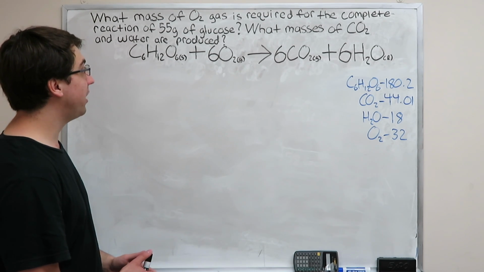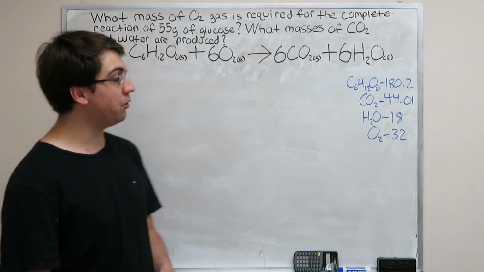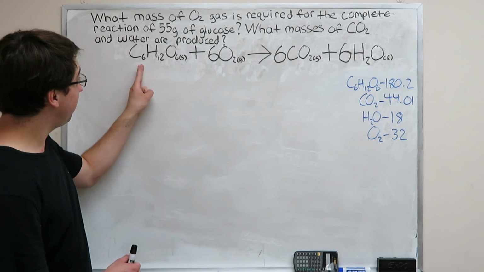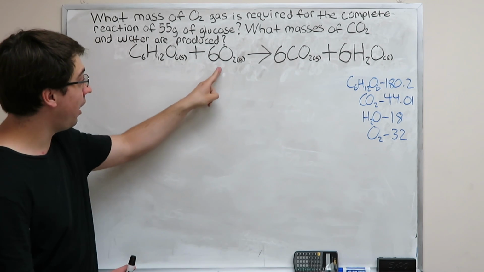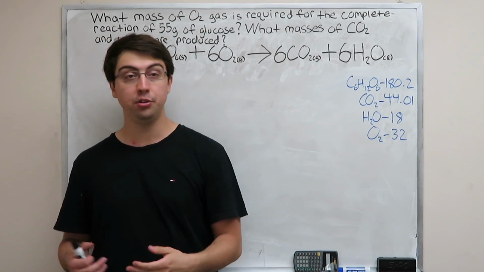What mass of oxygen gas is required for the complete reaction of 55 grams of glucose? What masses of CO2 and water are produced? This one is a 3-part question. We have 55 grams of glucose. We're trying to figure out how many grams of oxygen is required and how many grams of CO2 and water is produced.